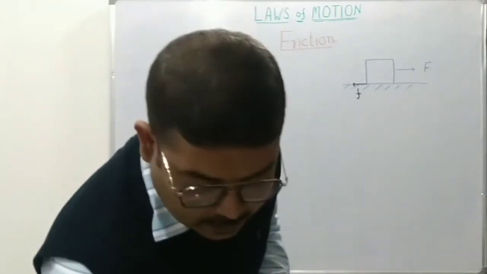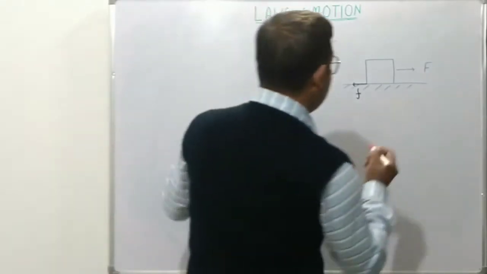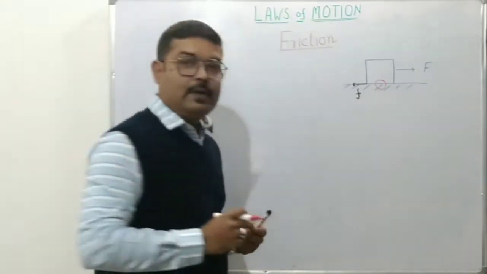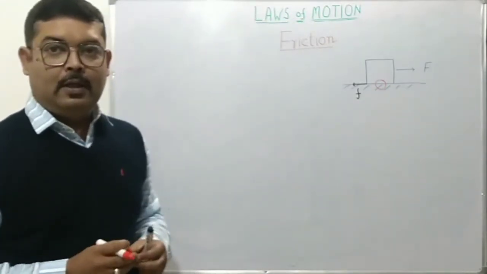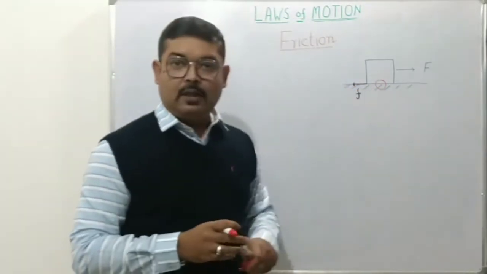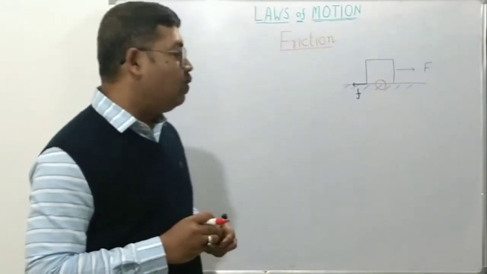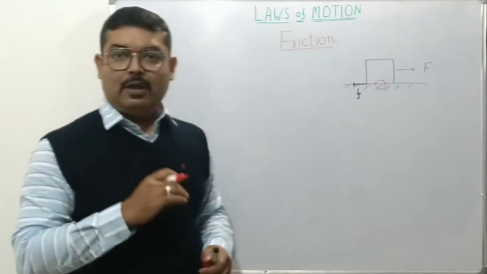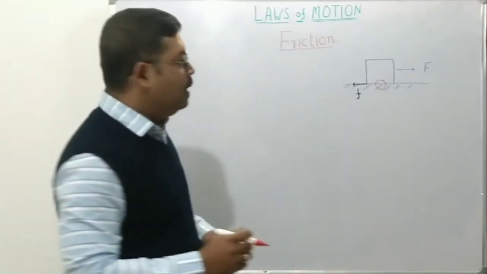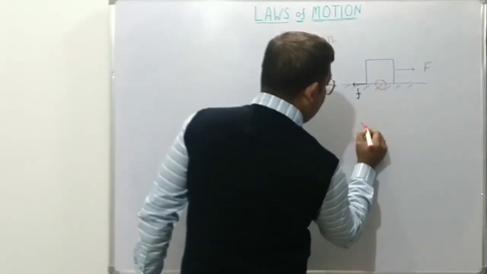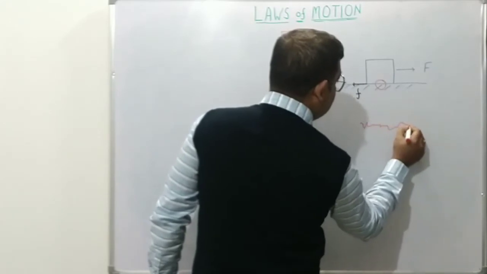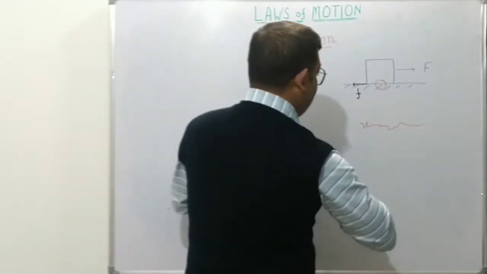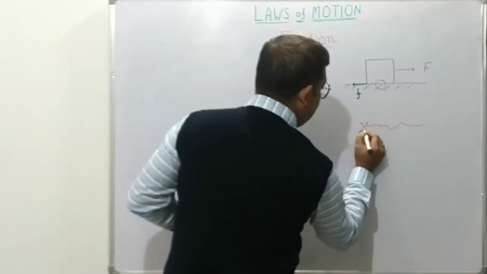To look into that, what we need to do is zoom into the surface, or the two surfaces in contact. If you put it under a strong or powerful microscope, what you will see is that these two surfaces are not actually smooth as they appear. The upper surface might appear to be something like this, and the lower surface might be something like this.